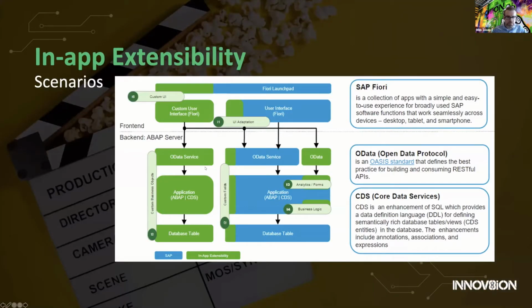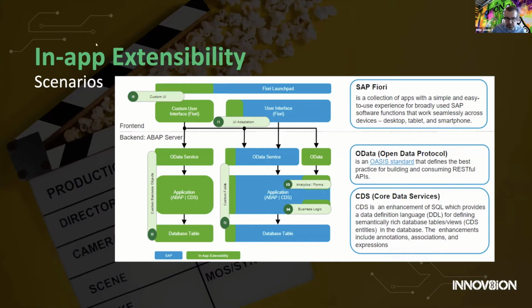This is all explained by this picture. Looks pretty complex. Well, it's not so much. It's really a picture showing the different layers. And on these layers, we see the user interface, also familiar looking in the architecture as what Xander explained. User interface, OData services, the application, and the database table. In blue, you see what SAP standard is. In green, you see what you can do with in-app extensibility. And we go through one by one all the options.